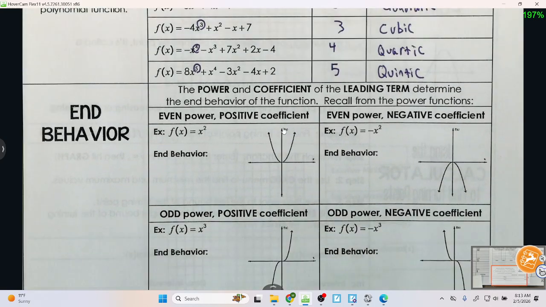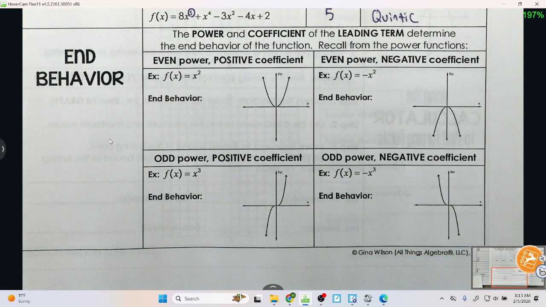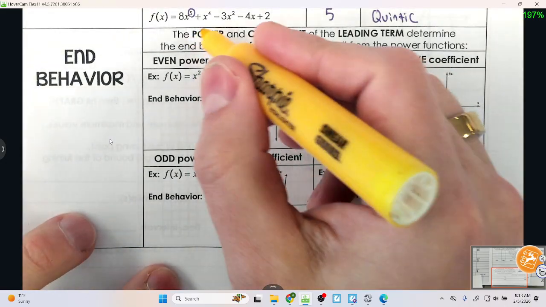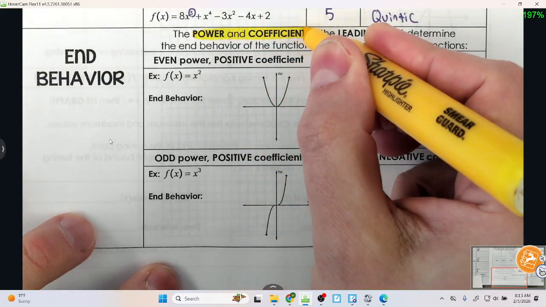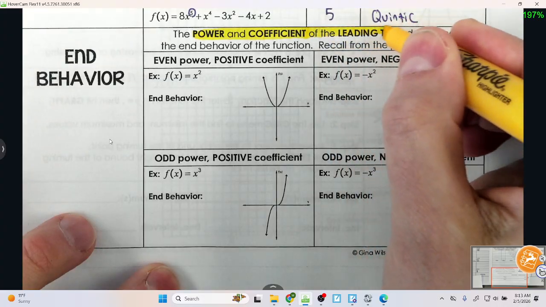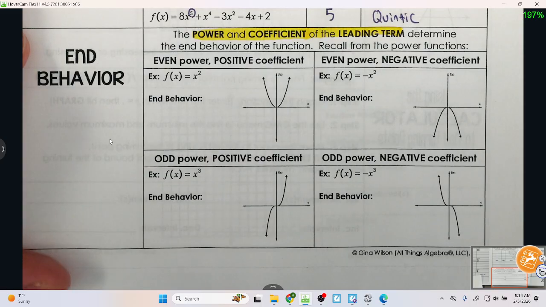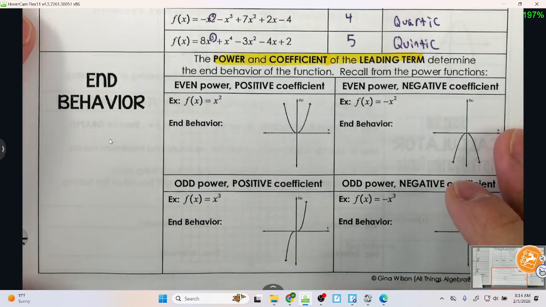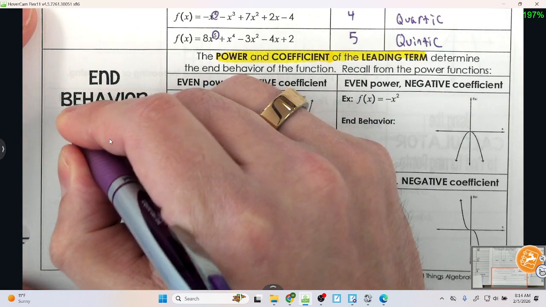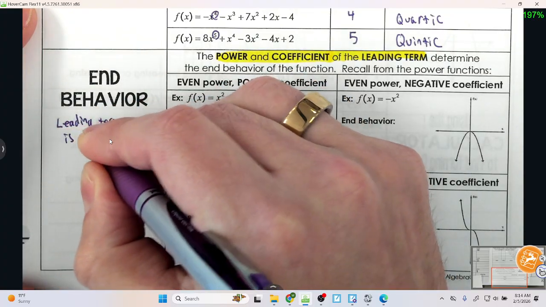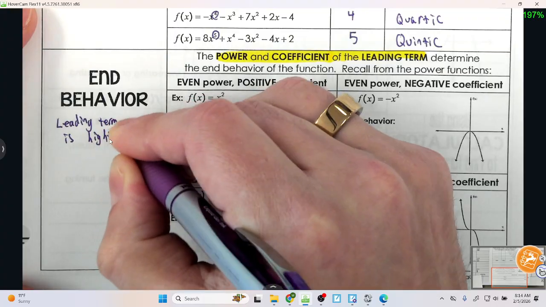So what you want to do is look at the following. Let's see if I have a highlighter here. Oh, I literally do. Great. So we have to look at the following: the power and the coefficient, okay, of the leading term. So the leading term is the highest one. I should write that in the corner just so you don't miss it. Leading term is the highest power.